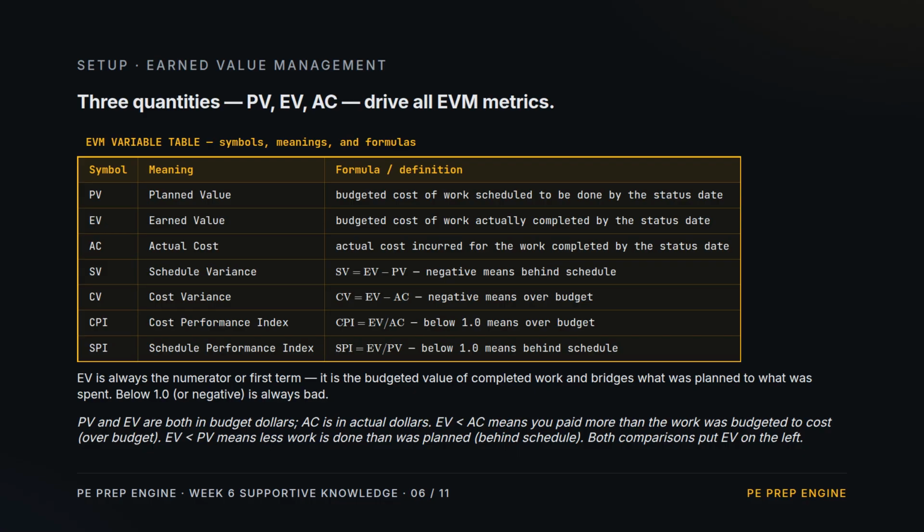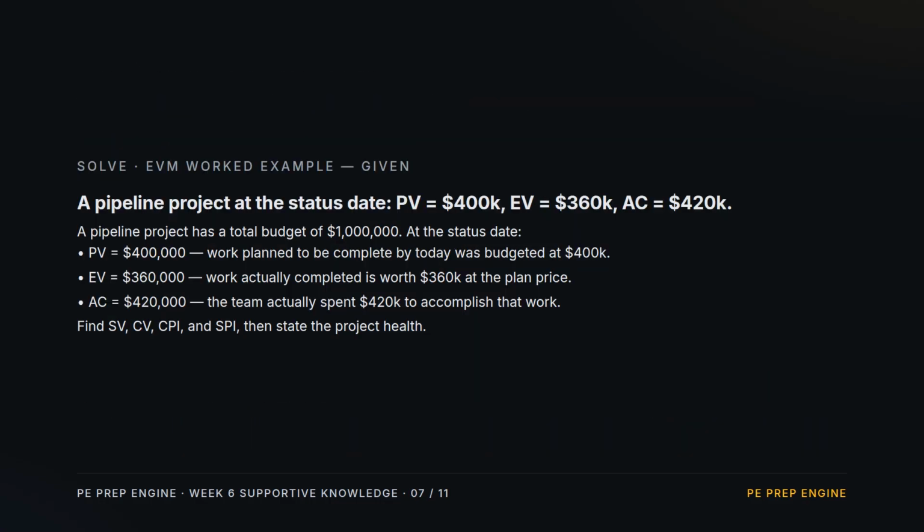The 2 performance indexes divide into EV. CPI is EV over AC. SPI is EV over PV. Below 1 is bad for both. Worked example. Pipeline project, total budget 1 million. At the status date, PV 400,000, EV 360,000, AC 420,000. Compute the 4 metrics and read the project health.